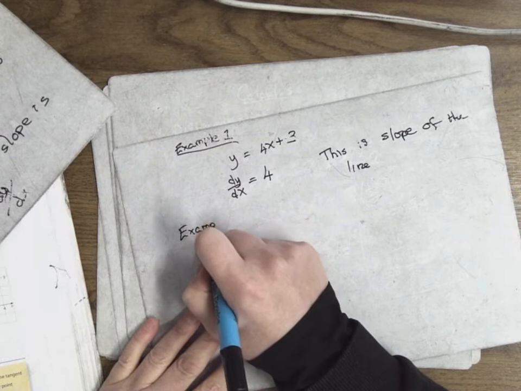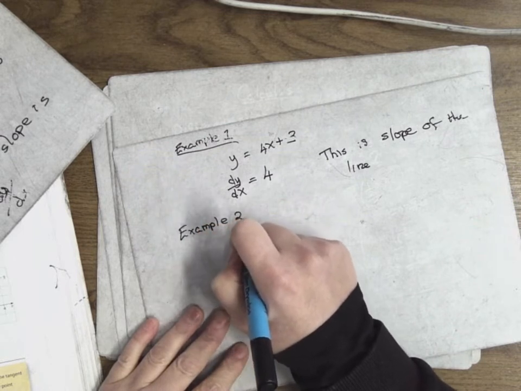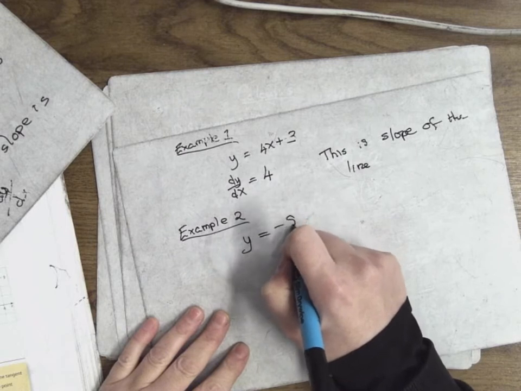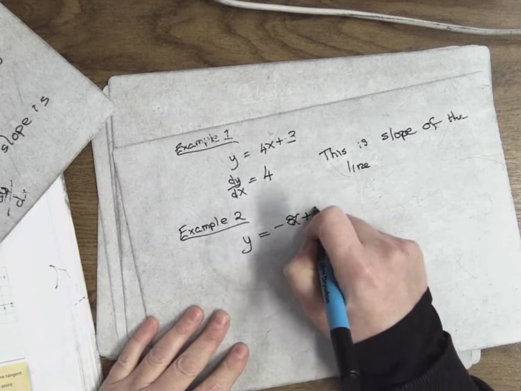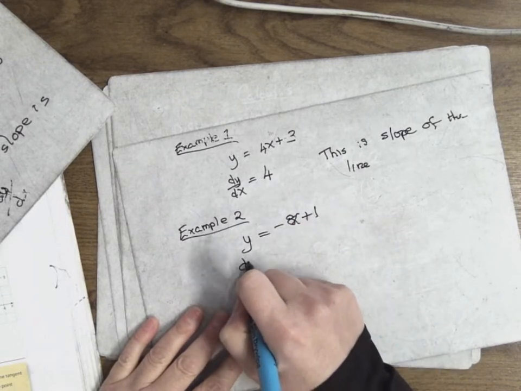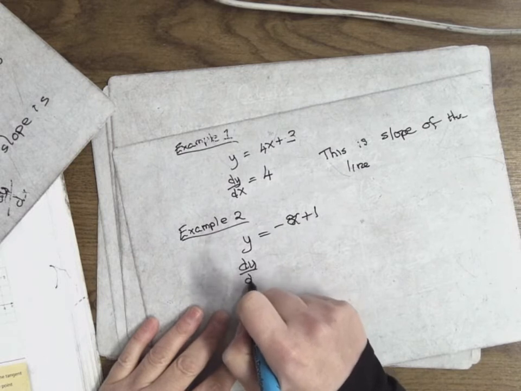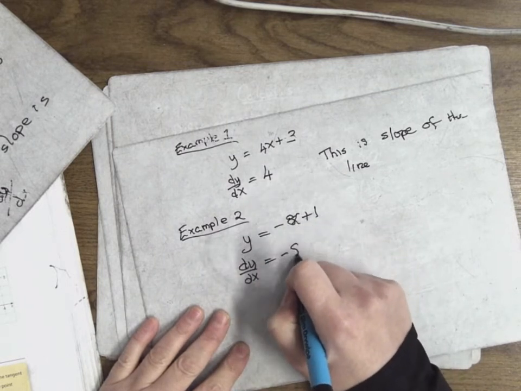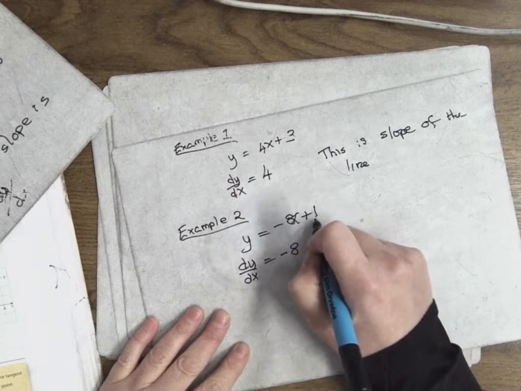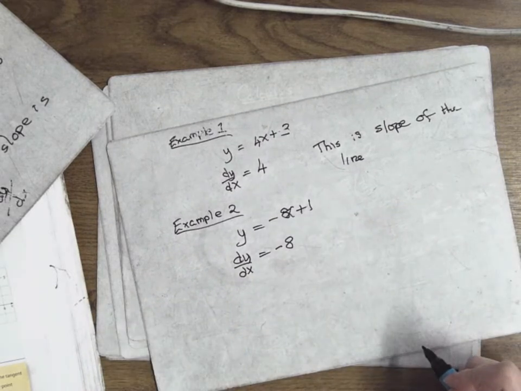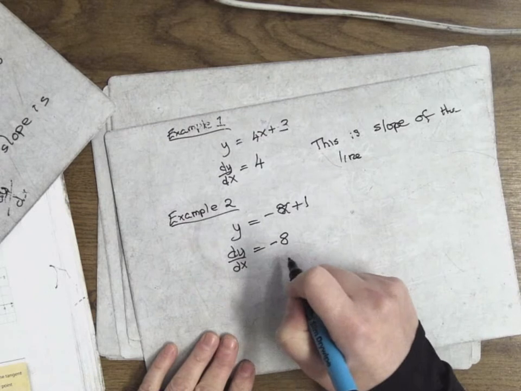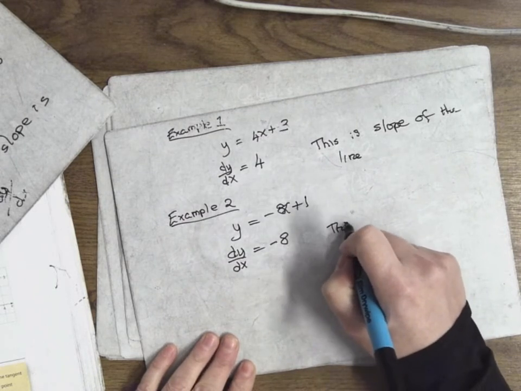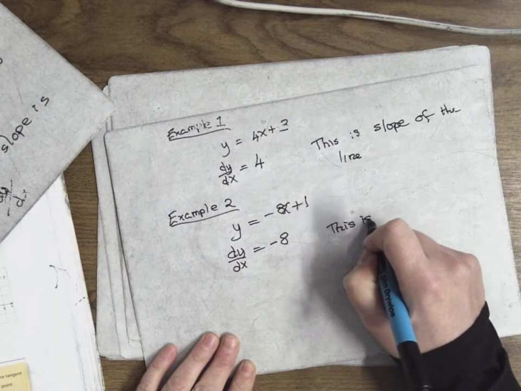Example 2. If I take the line I had above, y equals minus 8x plus 1, and find dy/dx of this, remember rule number 2: if you differentiate an x term, you just get the number in front of it. And rule number 3: if you differentiate a number on its own, you get 0. So dy/dx here is minus 8. Again, this is the slope of the line. That's what I just said above.